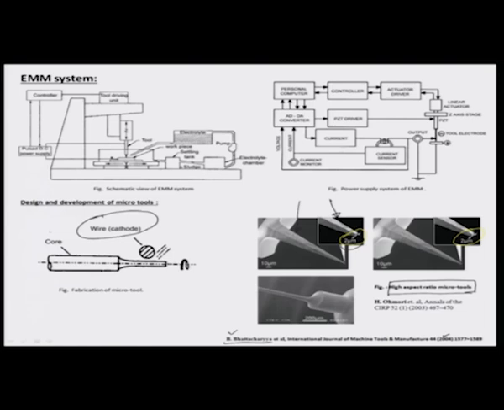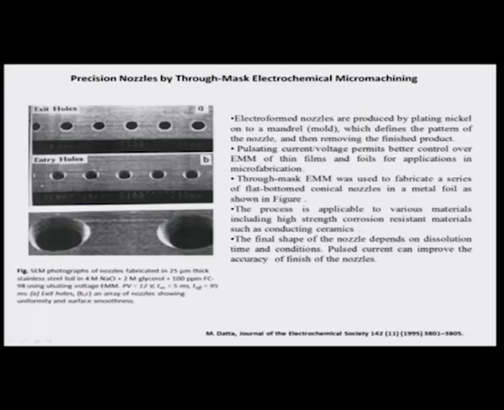The workpiece has been given small rotations, okay, and the wire cathode has been able to generate this kind of a very pinpointed shape. The EMM system that they use in this particular case is illustrated in this figure right here. It shows the power supply system for such an EMM process. Let us look at a few more examples of what EMM, electrochemical micromachining, can do.